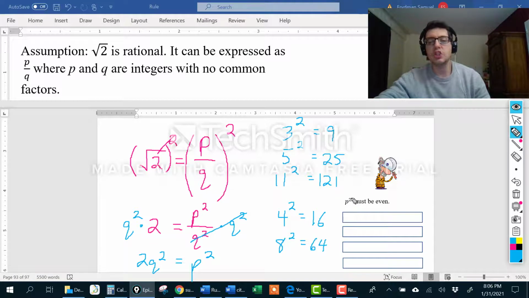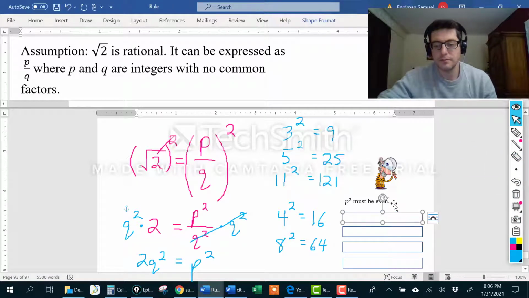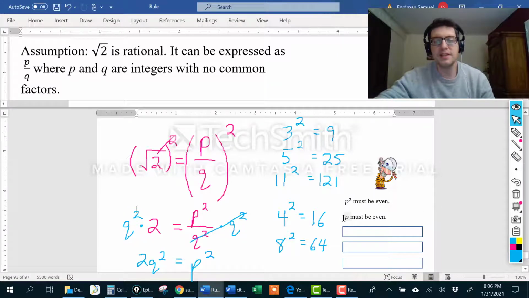So if p squared is even, that tells me that p itself must also be even. Right? P is the number that I'm squaring to get p squared. So if p squared is even, then the original number that I had, p, must also be even, because if it was odd, then I would have gotten an odd number as a result. Then I would have said p squared is odd. But since p squared is even, then the original p must also have been even.